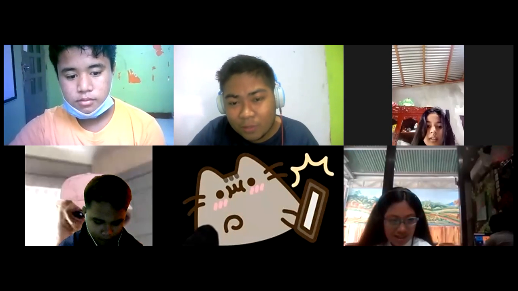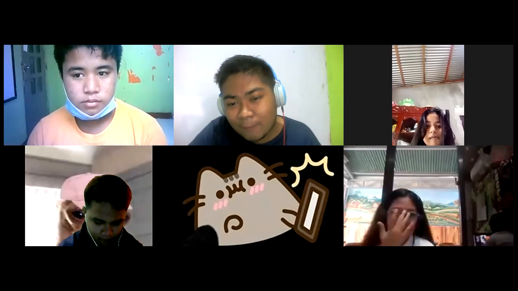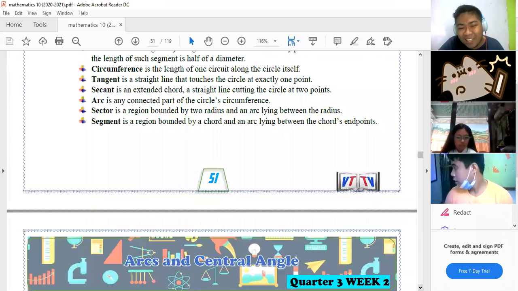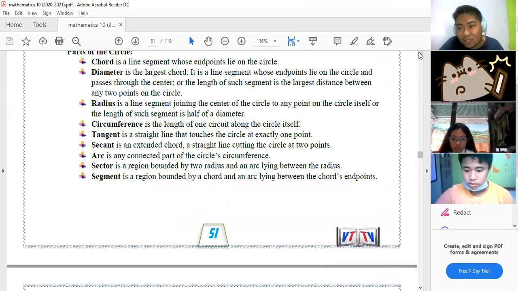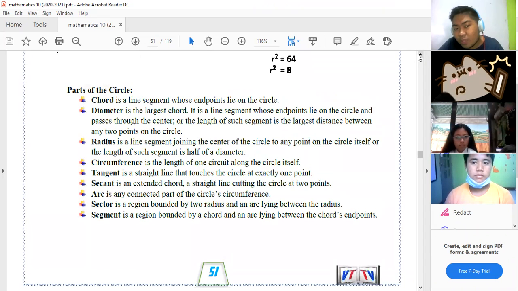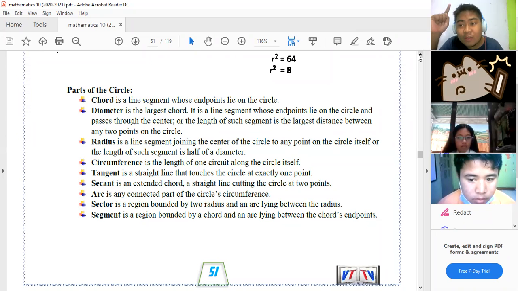Okay, so, our lesson for today is all about the arcs and central angle. Last week, we already tackled the parts of a circle. We have the chord, the diameter, the radius, the circumference, the tangent, the secant, the arc, the sector, and the segment. When we say chord, it is a line segment whose endpoints lie on the circle. So basta andun siya sa loob ng circle from isang line, that is considered as chord.